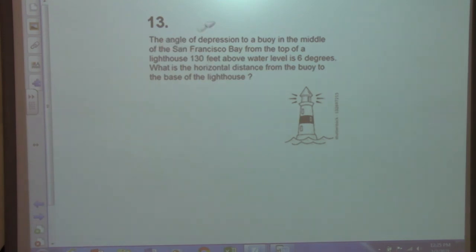So here we have an angle of depression. The top of the lighthouse is 130 feet above the water, so this is your 130 feet above water. Here we have our buoy right up here, a little floating thing out here with a flag on it or something like that. The angle of depression to the buoy is 6 degrees. There's your angle of depression.